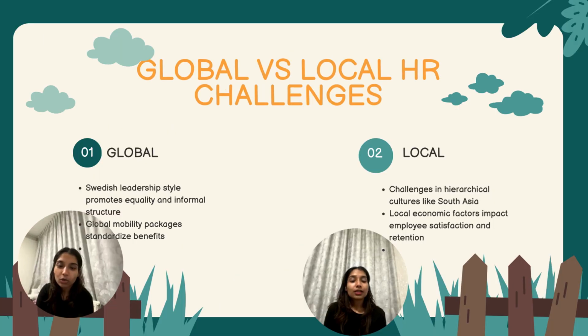On this slide, we're going to be talking about global versus local human resource challenges that IKEA faces. One of the biggest challenges that IKEA faces is balancing out their Swedish roots with local policies, as it is written in the slide. Swedish leadership style promotes equality and informal structure, where in places like India, employees want more structured hierarchy and command.